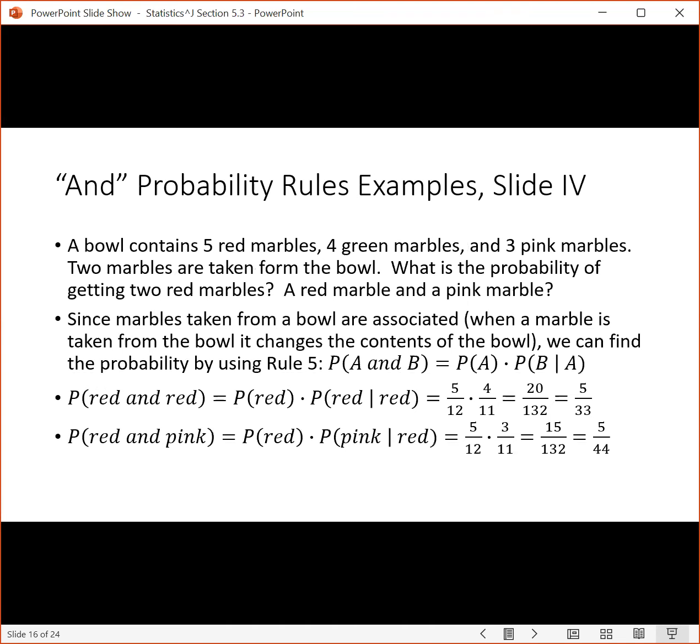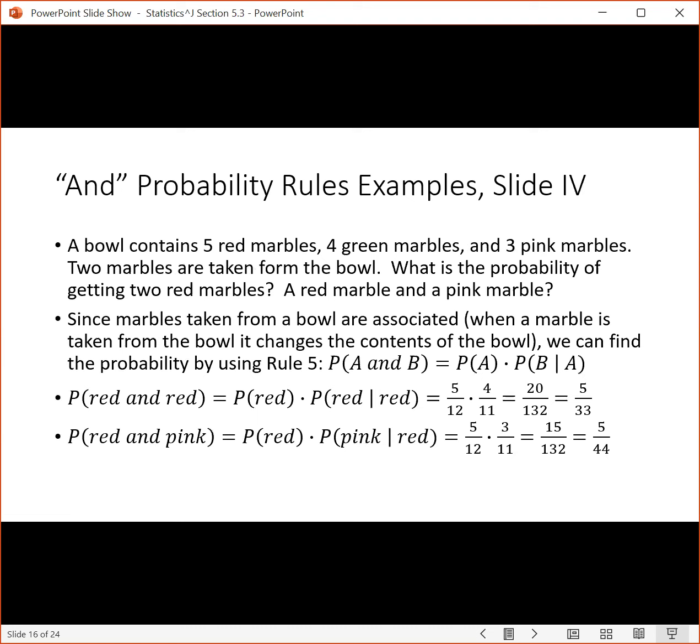Okay, and then one more. We got the marbles. All right, so covering all the bases here. A bowl contains 5 red marbles, 4 green marbles, and 3 pink marbles. 2 marbles are taken from the bowl. Oops, supposed to be from the bowl. Typo there. What is the probability of getting 2 red marbles?